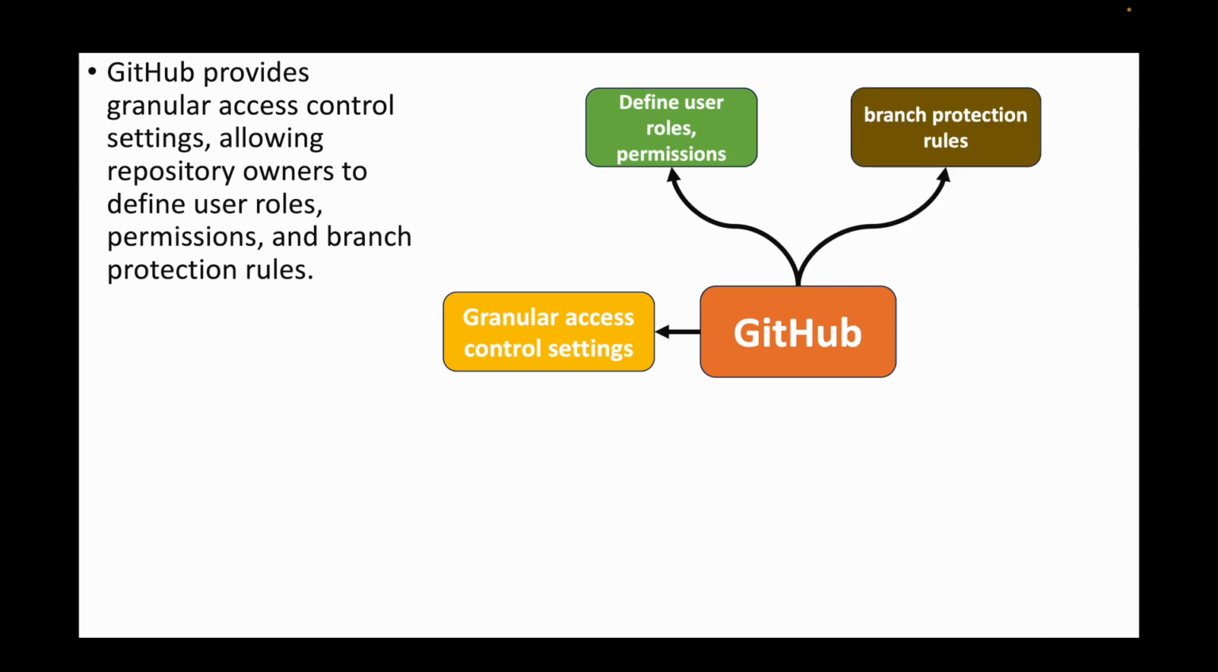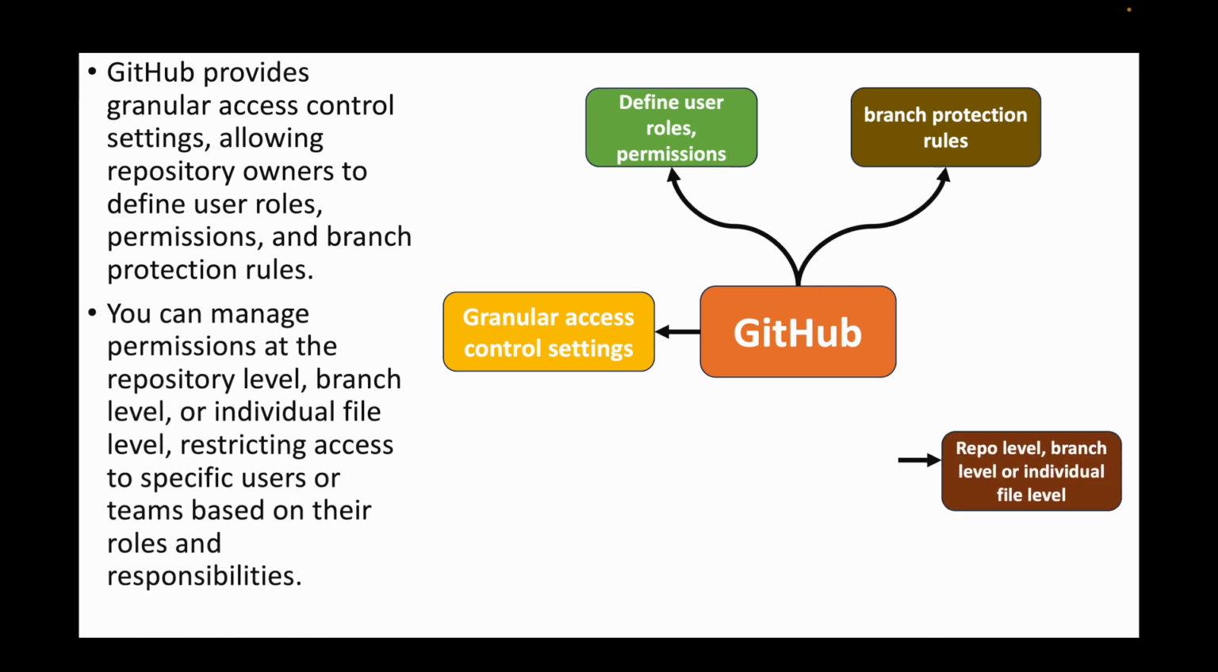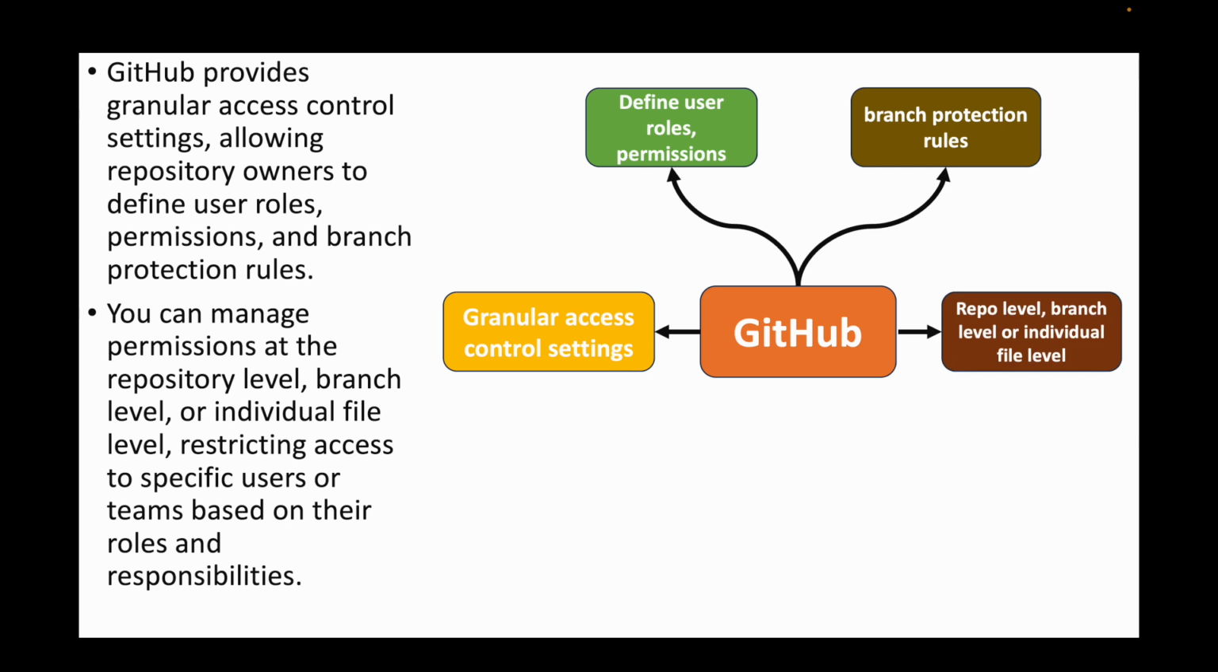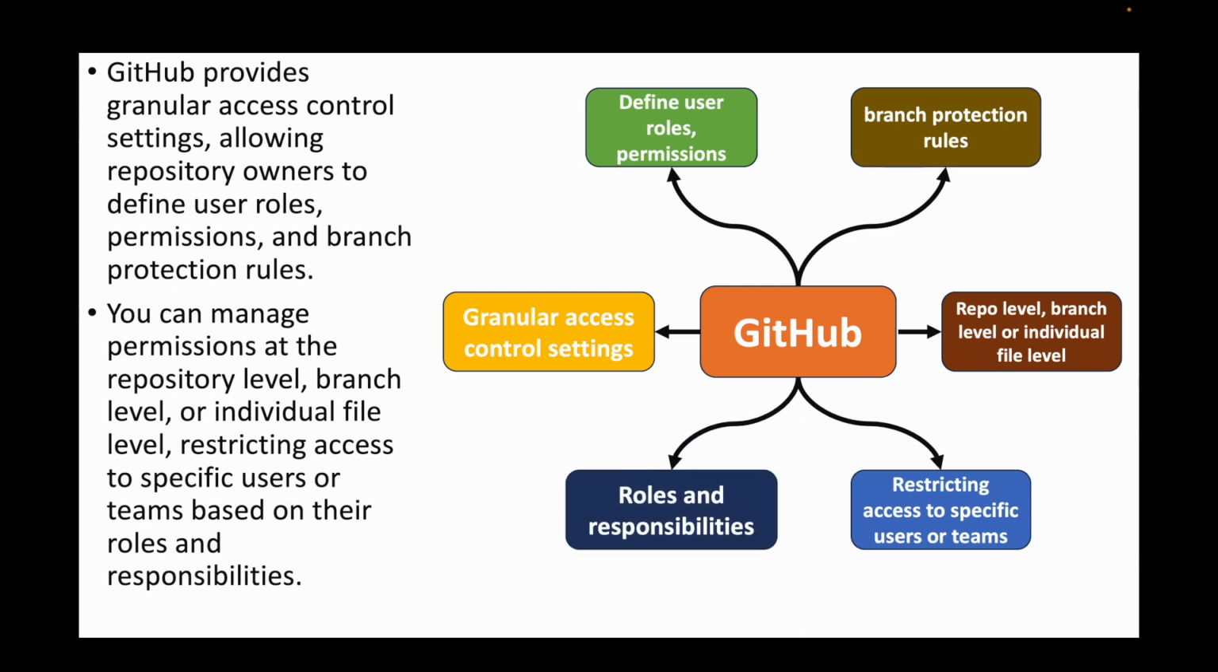So you can protect your branches, you can define user permissions, what the users can do, whether they can push the changes or not. All those things can be controlled within GitHub. You can also manage your permissions at the repository level, branch level, or at the individual file level. And this will allow us to restrict access to specific users or teams based on their roles and responsibilities.